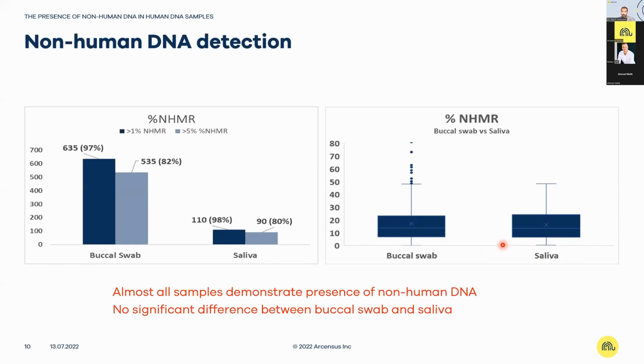But in general, if we look at the two different ways of collecting samples, there doesn't seem to be a difference between whether the sample is collected from buccal swab or saliva. They both show this large deviation, but in general, they have more or less the same average non-human mapped reads within both types of samples.